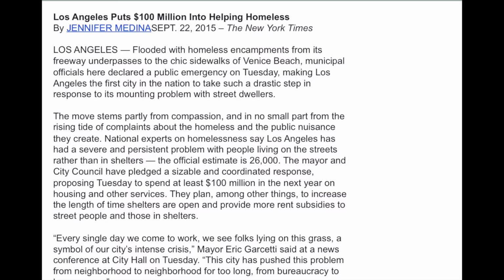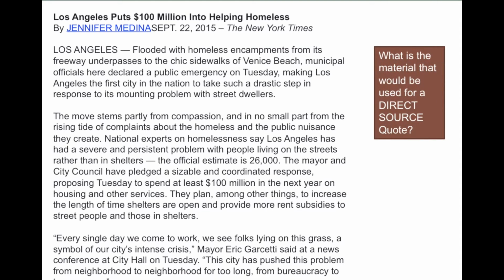Here's an example from a recent New York Times article. This article is Los Angeles Puts $100 Million into Helping the Homeless by Jennifer Medina. This was in the September 22nd, 2015 New York Times online edition. So when we look at this article, my question for you is what material would be a direct source? Take a moment to read through this article and see if you can identify what passages would be direct. Pause the video while you do that.